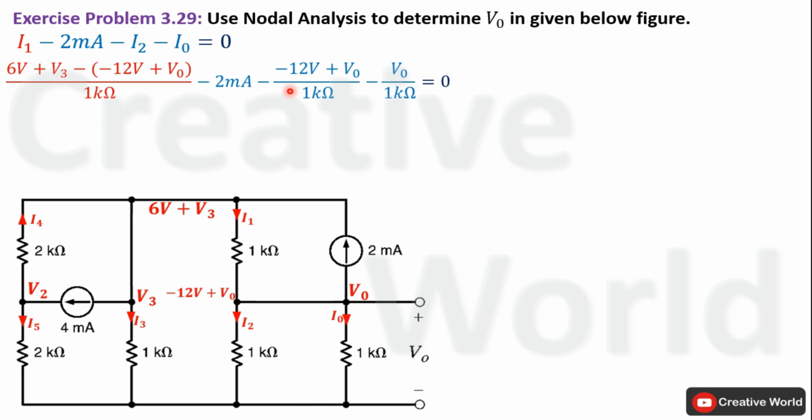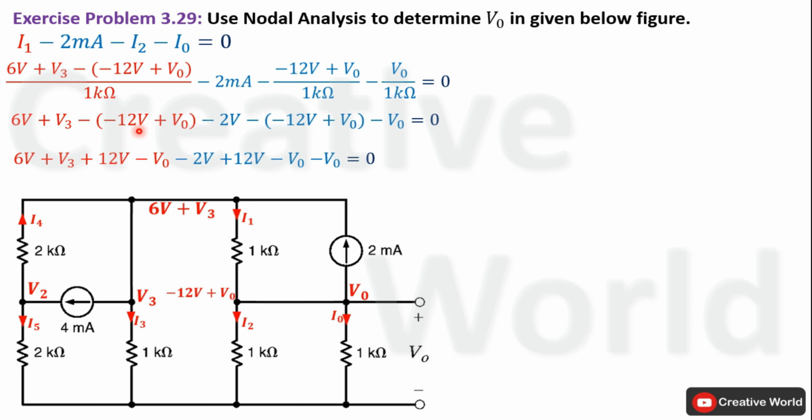Now multiply this equation on both sides with 1 kilo ohm. All these denominator values will cancel out with the product of 1 kilo ohm. Here product of 1 kilo ohm and 2 milliampere will result 2 volt. Now open these brackets, minus outside of the brackets will multiply with values inside the brackets. It will become plus 12 volt minus V0. Here plus 12 volt minus V0. Add constants together. Sum of 6 volt, 12 volt, minus 2 volt and 12 volt will become plus 28 volt.